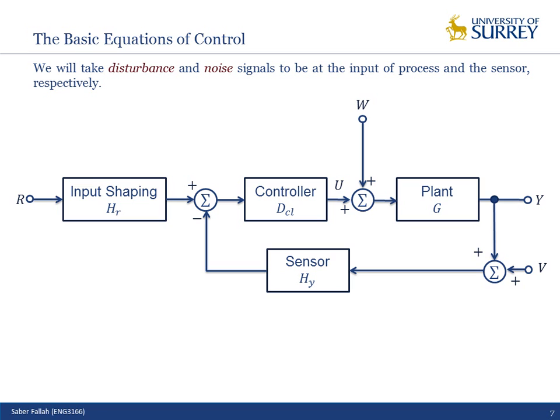So the final response of this block diagram is composed of how many? Three inputs. So my transfer function needs to have three components. Or the final response is composed of three transfer functions associated with the inputs. How?